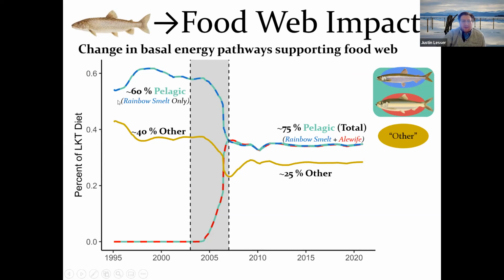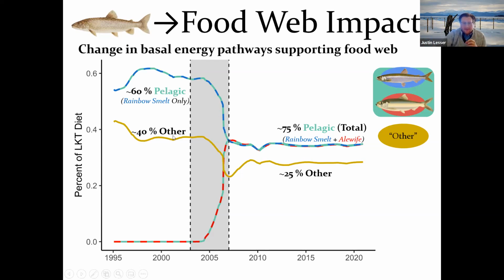So before, they go from eating about 60% rainbow smelt, which if we think about where rainbow smelt are getting their energy from, right? They're zooplanktivores, so they're getting their energy from this pelagic section of the lake. And so they're relying on about 60% pelagic sourced energy, where if we look after, right, now because of the addition of alewife, now they're getting a lot more of their energy from pelagic, quote unquote, sources.